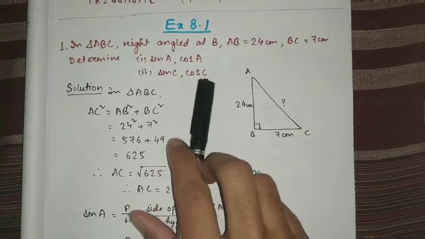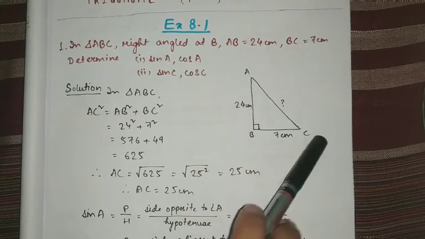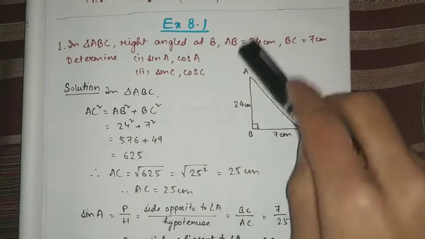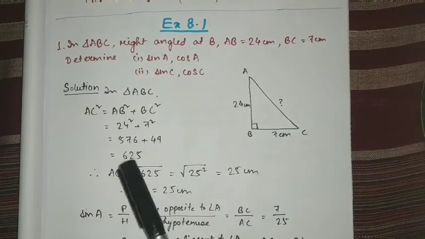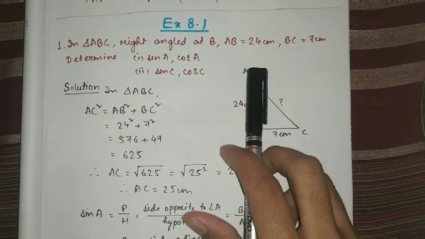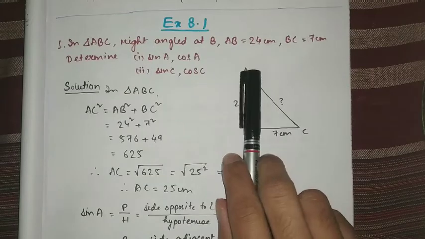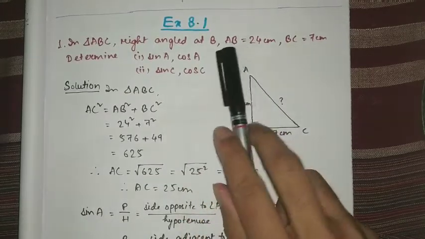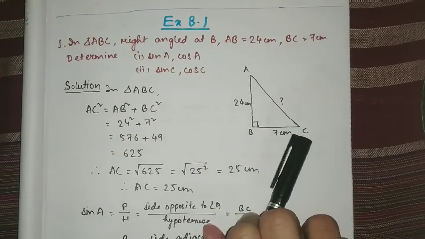Since the right angle is at B, we draw a right angle triangle whose right angle is at B, and we name the other two vertices A and C. Here I have taken this as A and this as C, and the right angle as B. So AB is 24 cm and BC is 7 cm.